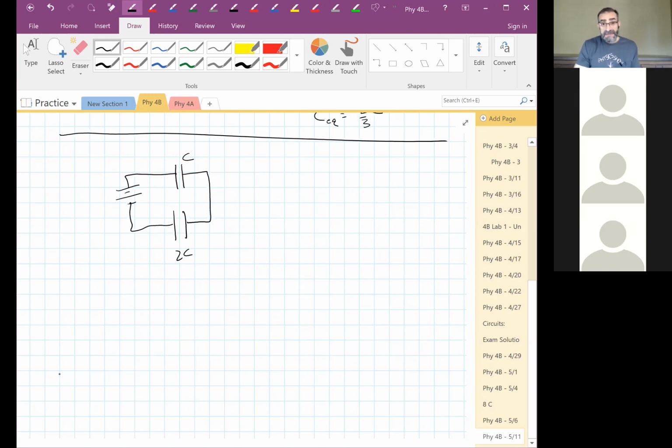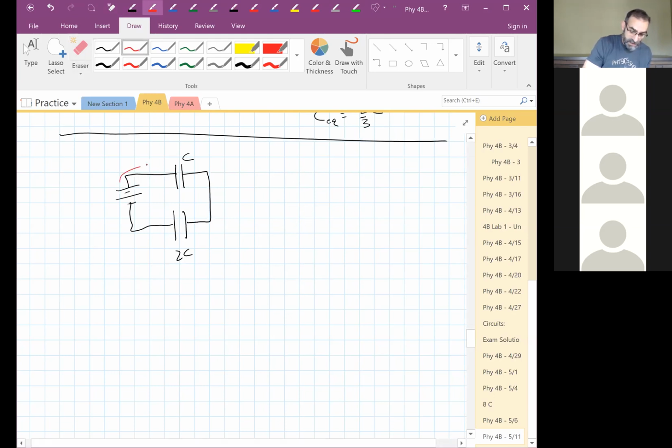So it's really tempting. I know when you look at this, it kind of looks like they're in parallel. Don't fall for that trap. Think about the current path, okay? I know we draw parallel like this, but in this case, they might look like that, but think about the current path.